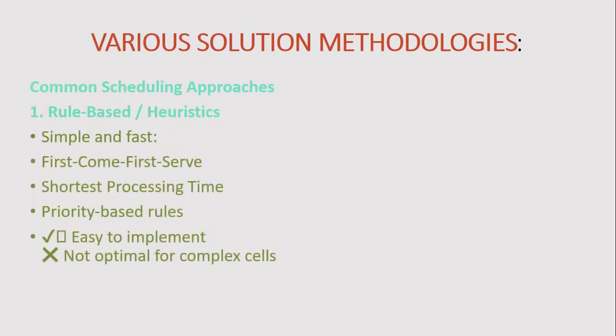What are the common approaches for task scheduling? Say, rule-based heuristics, which are relatively very simple and fast. The following are the standard algorithms: first come, first serve scheduling algorithms, shortest processing time algorithms, and priority rule-based algorithms. These algorithms may be easy to implement, but we may not be able to get the optimal solution for highly complex problems in real time.